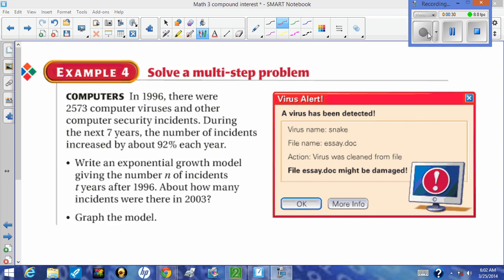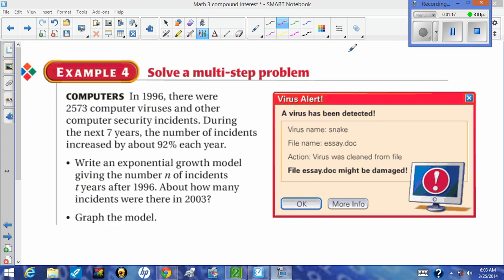All right, today we're going to look at example 4. This is out of section 7.1 in your book and applies to 7-2 as well. And here we go. Computers. In 1996, there were 2,573 computer viruses and other computer security incidents. During the next 7 years, the number of incidents increased by about 92% each year. We want to write an exponential growth model giving the number n, so n will be our number, of incidents t years after 1996. Then we want to estimate about how many incidents there were in 2003 based off our model. Then we'll graph.